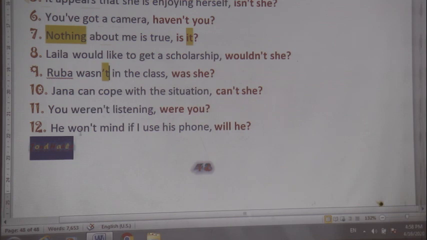The last one, he won't mind if I use his phone. He won't is the contraction form of will not, so only invert will in this case and drop not. Will he? He won't mind if I use his phone, will he? This is everything about conditionals and question tags. As you can see, it's very easy to do such exercises.